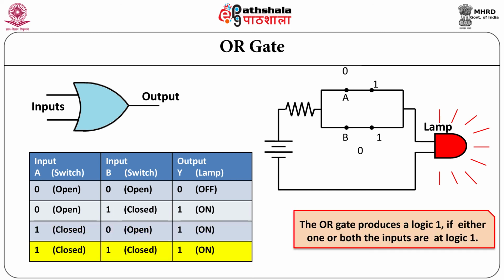When both inputs of the OR gate are at logic 1, then the output is at logic 1, that is high. Referring to the switch analogy, when both the switches are closed, that is at one level, the circuit is complete. Therefore, current flows from battery to lamp, which in turn makes the lamp on, and an OR gate produces a high output if any of its inputs are at logic high.